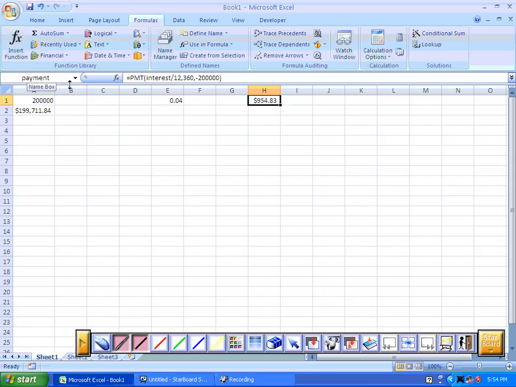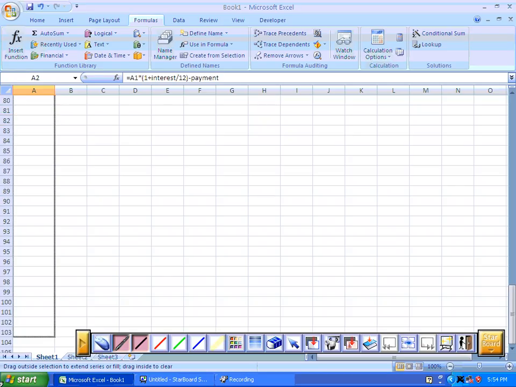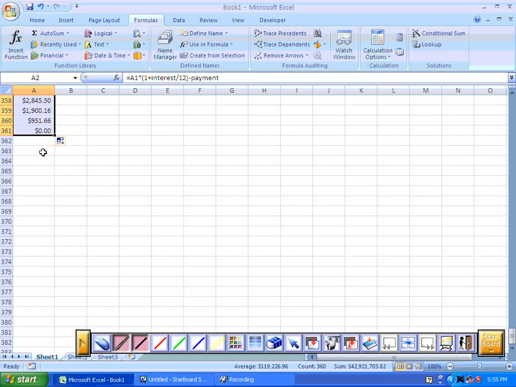Hit enter. So I'm going to come back into here, and where it says H1, delete that. I'm going to hit payment. Okay, so it should show that amount. Now if you take this thing here and drag it down to 361, the first one doesn't count. That was just like 0. At 361, you're equal to $0. Okay, so it's perfect. You paid it off exactly.